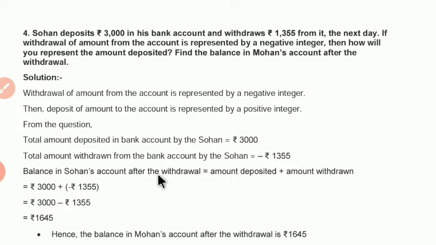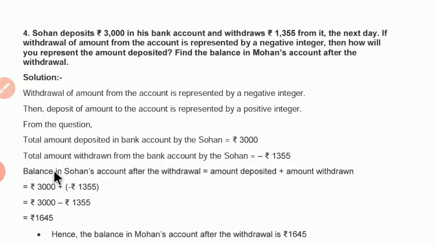Total amount withdrawn from the bank account by Sohan. How much money has he withdrawn? Rupees 1355, and we have seen that they have already given that we have to represent it by a negative integer. So minus rupees 1355. Now we have to find the balance in Mohan's account after the withdrawal. After he has taken the money from the deposited money, how much money is left with him?